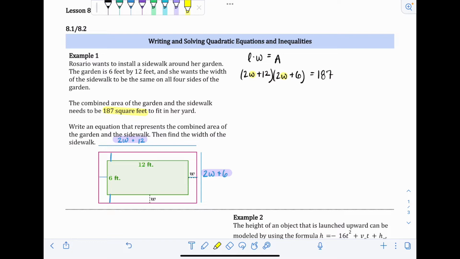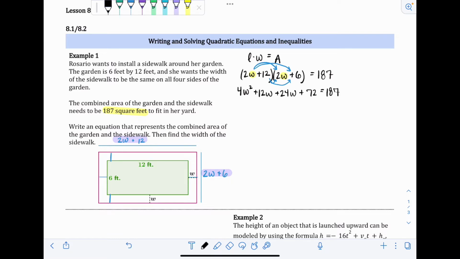So in order to get this in standard form, the first thing I need to do is FOIL it. So I would do 2W times 2W, so 2 times 2 is 4, and then W times W would become W squared. And then 2W times 6 would become 12W, and then 12 times 2W, so it would become 24W, and then 12 times 6, so plus 72 equals, and then just bring down the 187.